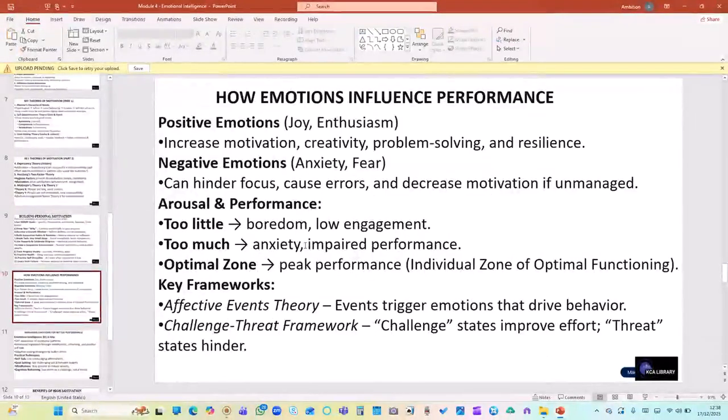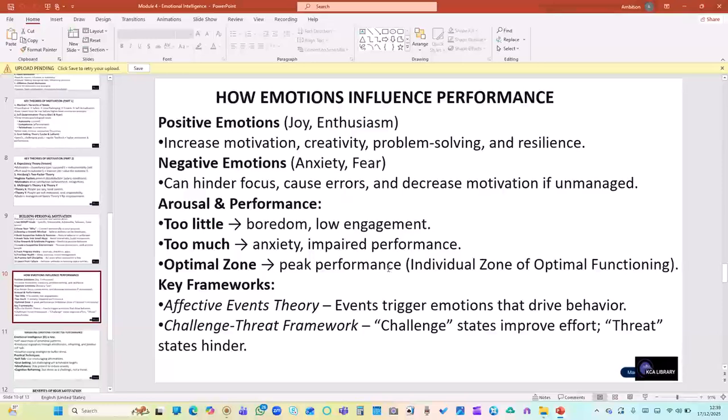Now let us look at how emotion influences performance. Positive emotions like joy and enthusiasm increase motivation, creativity, problem solving, and resilience. Then negative emotions like anger and fear can hinder focus, cause errors, and decrease motivation if unmanaged. Now let us look at arousal and performance. Too little is boredom and low engagement. Then too much is anxiety and impaired performance. Then the optimal zone is peak performance, the individual zone of optimal functioning.